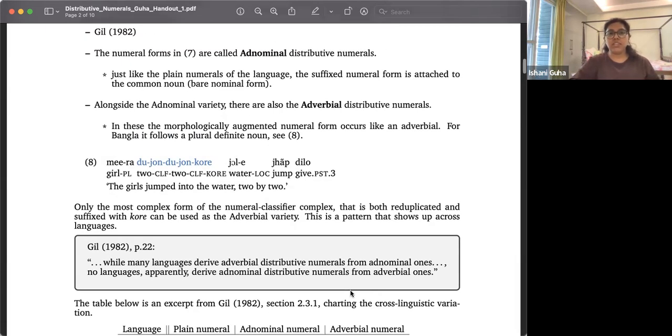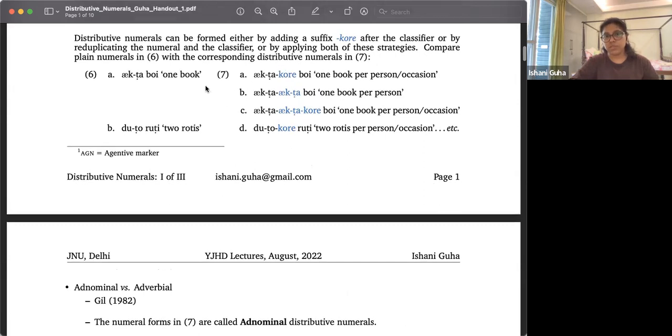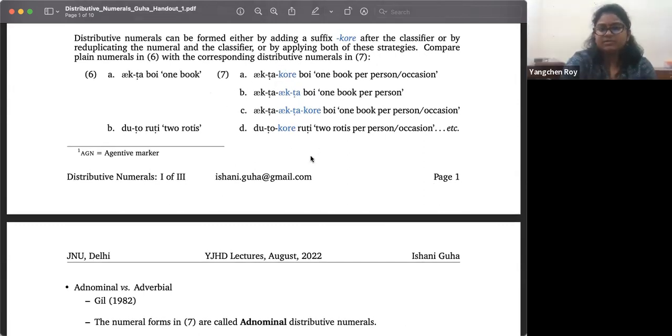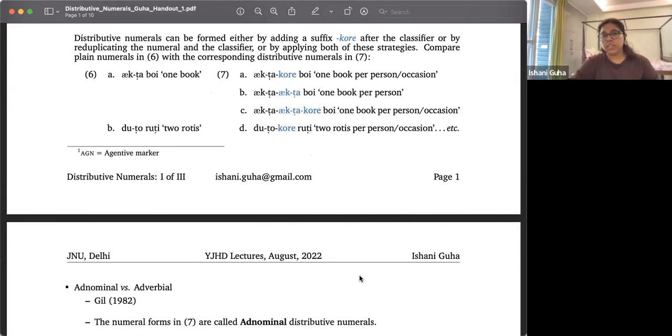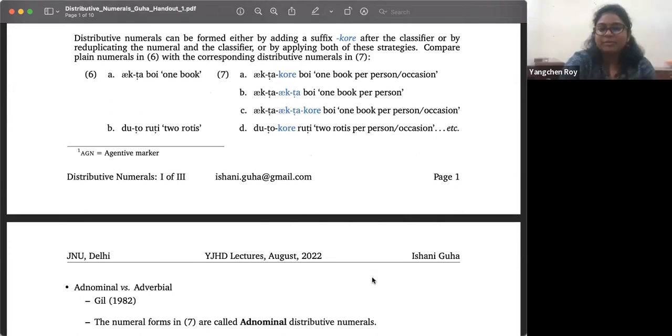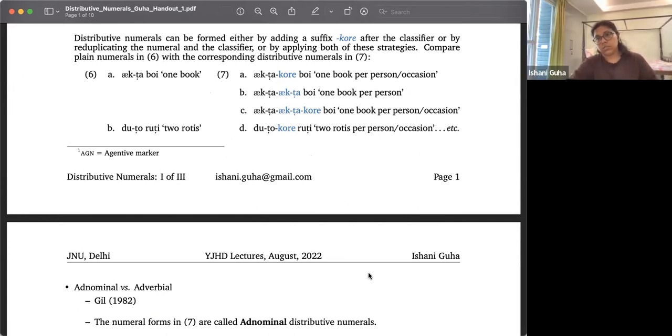And for Bangla too, 7A, B, C are possible adnominal. For some reason, even A is not that bad for me. I mean, A and C, D, for example. That's possible. Something to do with kore, maybe. So my initial question was actually about kore. Does kore have a relation to producing the adverbial? That's possible, that you may find these to be not as bad.